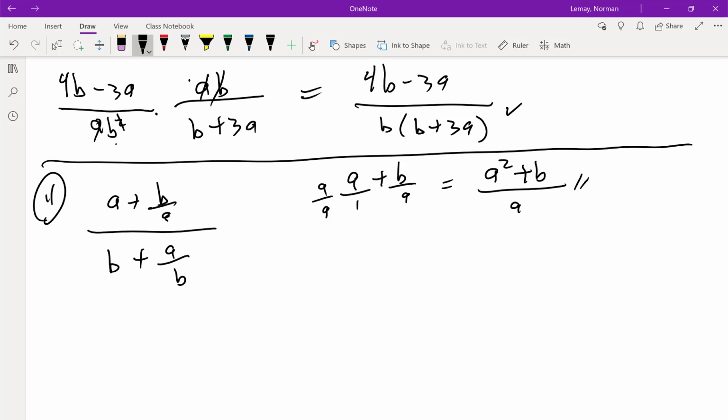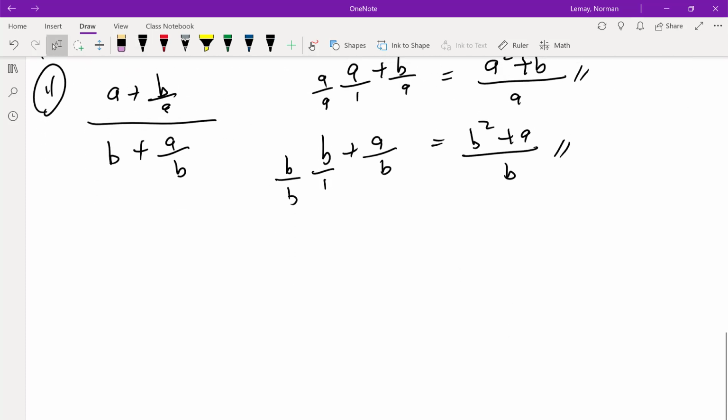Take a look at the bottom part. I get B plus A over B. And again, I can put my B over 1. So my common denominator here is going to be B. So if I multiply the bottom down here by B, I got to multiply the top up here by B. So here I get B times B, so B squared plus A divided by B. So now I have the bottom part as a fraction.